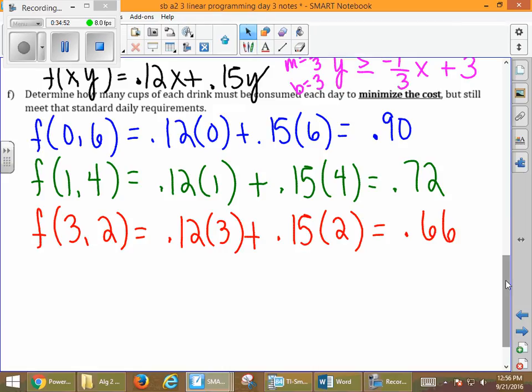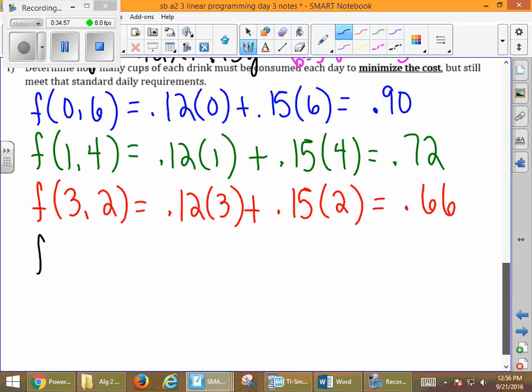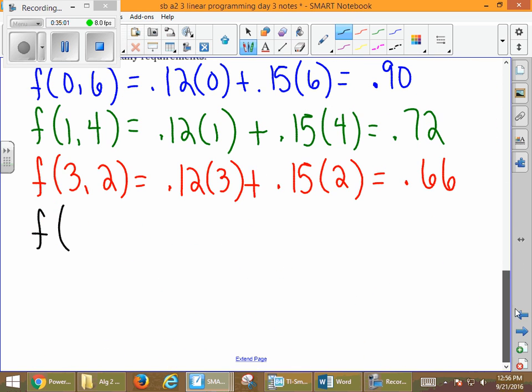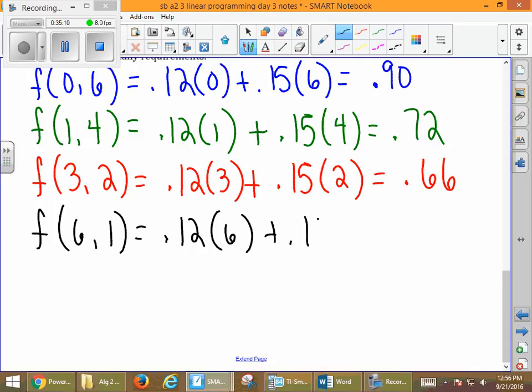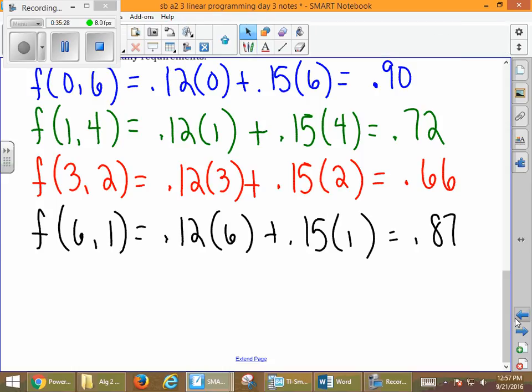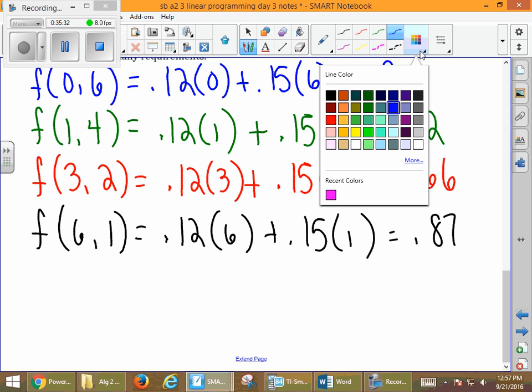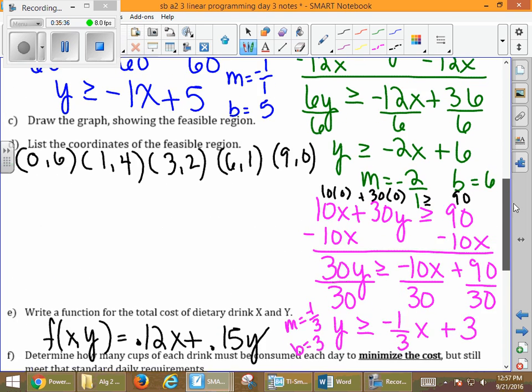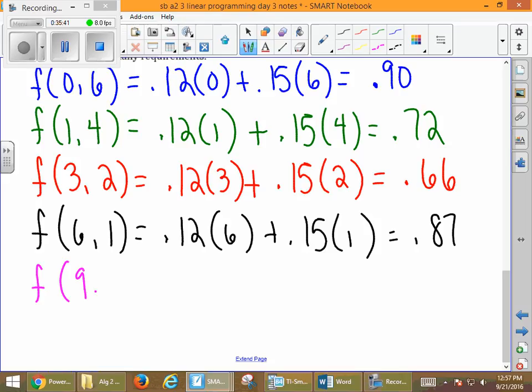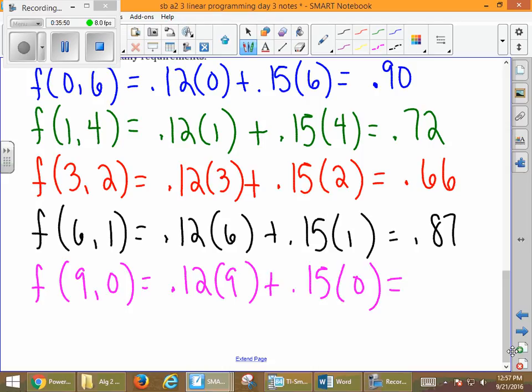And then, as we continue here, f of our next order pair, 6, 1, we get 0.12 times 6 plus 0.15 times 1. Type it in your calculator, and we end up with 0.87. And finally, our last order pair is 9, 0. So it's going to be 0.12 times 9 plus 0.15 times 0. If we type that into our calculator, we get 1.08.